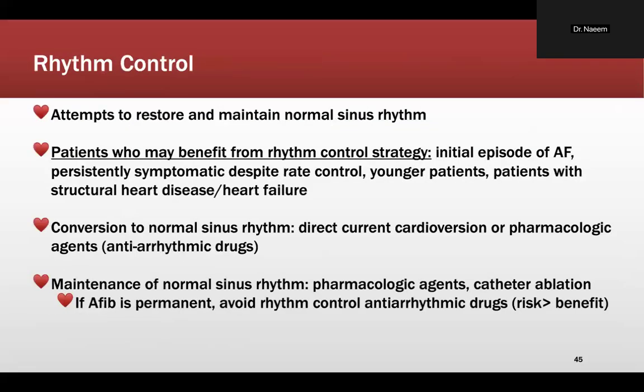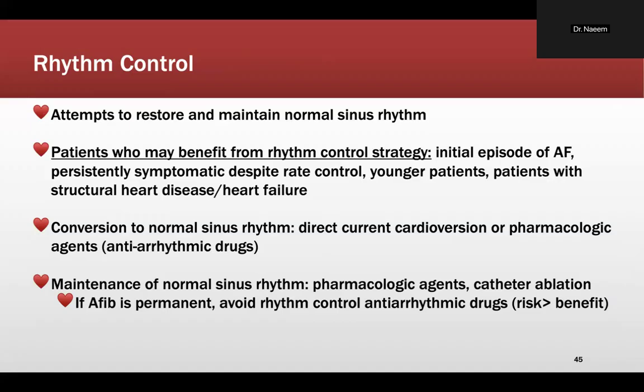Okay, and then rhythm control. This is a goal to restore and maintain normal sinus rhythm. The patients who benefit or may potentially benefit from rhythm control are those with an initial episode of AFib, if they have persistently symptomatic episodes despite rate control, those who are younger, and patients who have structural heart disease or heart failure. We may potentially need to use a rhythm control agent, that being the antiarrhythmics that I reviewed briefly before.